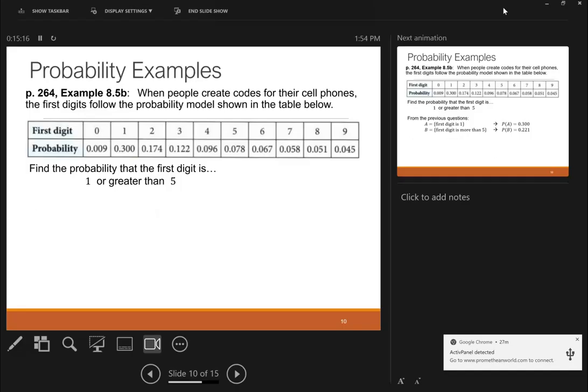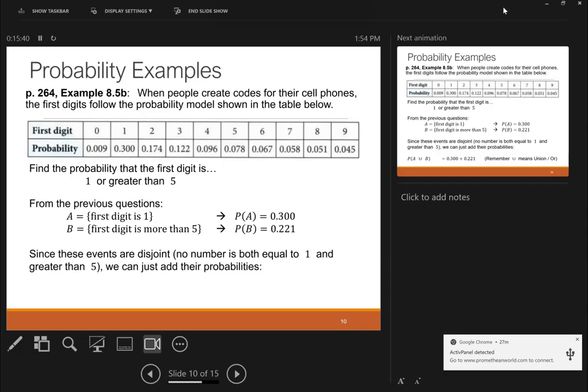So find the probability the first digit is 1 or greater than 5. 1 plus 6 plus 7 plus 8 plus 9. Great. So the outcomes in that event are the numbers 1, 6, 7, 8, and 9. And again, we calculated some of those things already, so we can rely on previous work. But there's the dealio. Everybody's good? Absolutely.